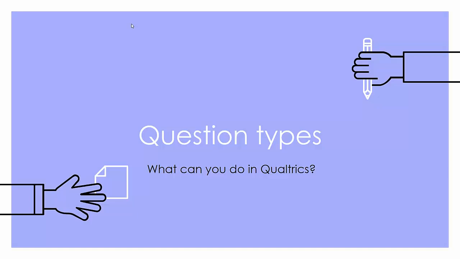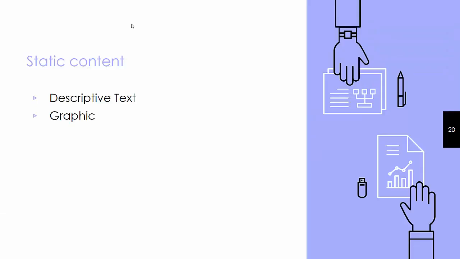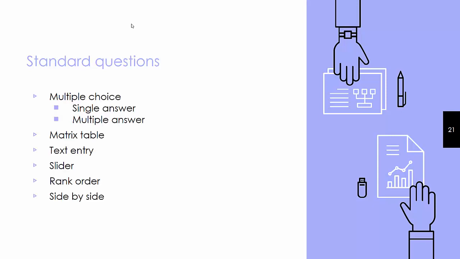So let's talk about some question types and what you can do in Qualtrics. There are 3 or 4 overarching question types here, so I'm going to go through them. The first one is static content, which is essentially your welcome message. You can have a descriptive text where you're saying, hi everybody, thank you for taking this survey, it's anonymous and so on. You can also include a graphic. So if you have a photo or a video you want them to see first, that is an option.